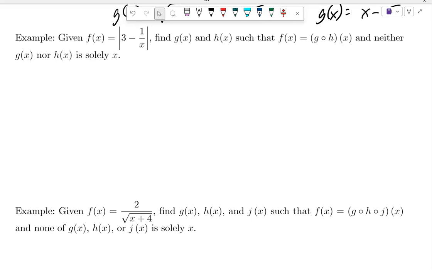Now this one might be a little bit more obvious of what to let the inside and what to let the outside be. Still do it multiple ways, but this one might be a little bit more obvious as to what to let maybe even the outside function be. What does it look like your outside function is?